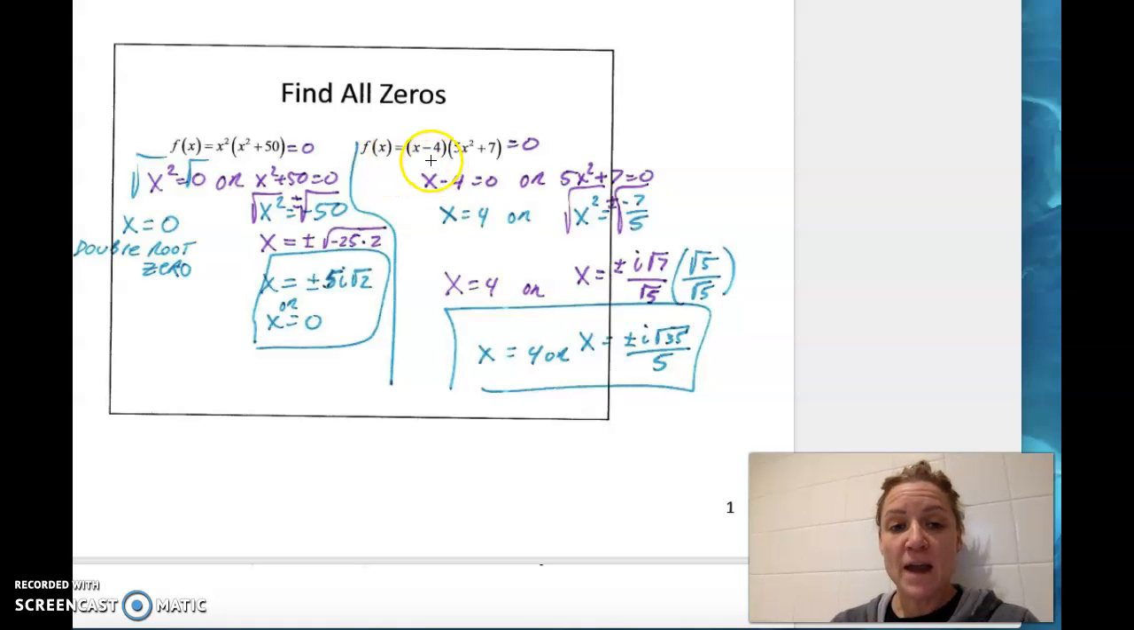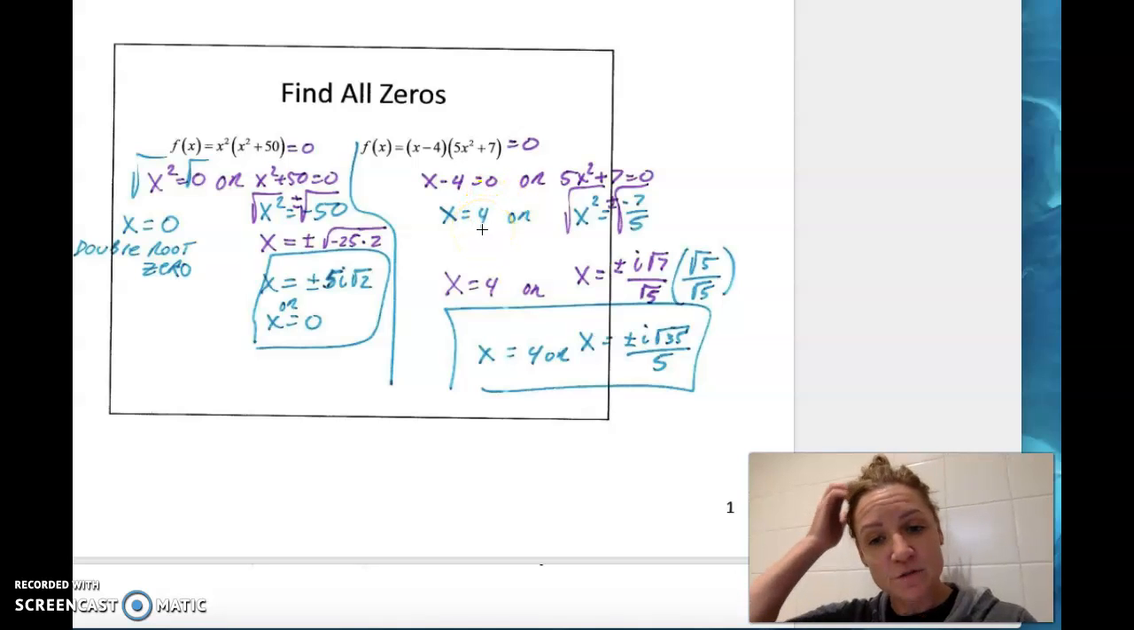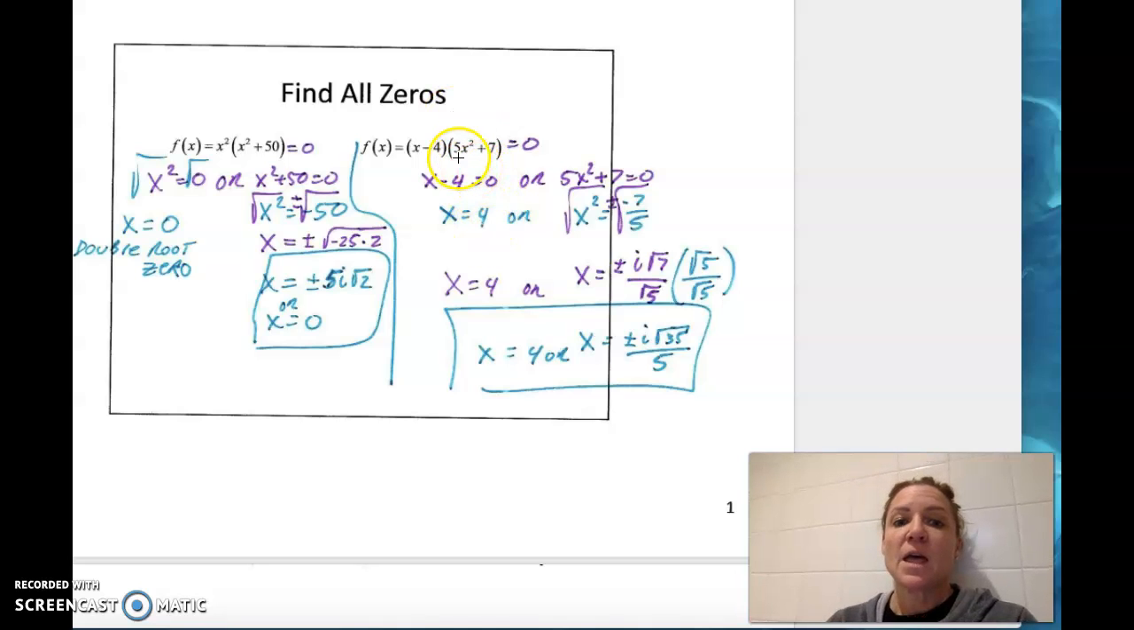The problem on the right is x minus 4 times 5x squared plus 7. That part's easy. Set it equal to 0, add 4. That's your first answer. And then we have 5x squared plus 7. Set that equal to 0. Subtract the 7. Divide by 5. And then take the square root.